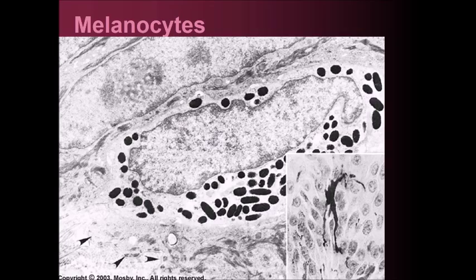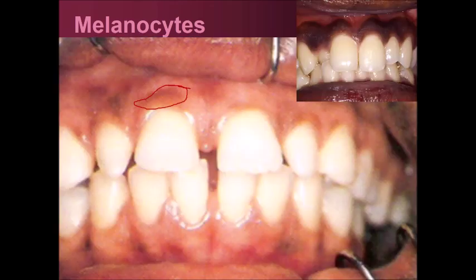This image is for the melanocytes. It is a large multidendritic cell. The cytoplasm is rich with melanosomes, and it is in contact with the keratinocytes, which are responsible for the degradation of the melanin, which gives the color of the skin and the color of the oral mucosa. Here I can see the concentration of the melanin in the oral mucosa, on the epithelium of the gingiva, and here also I can see it in this image.